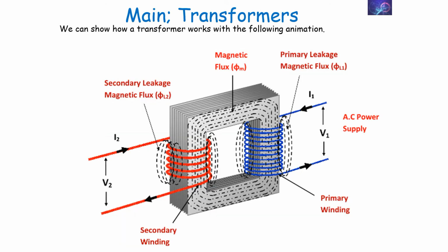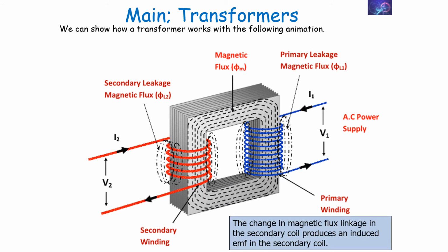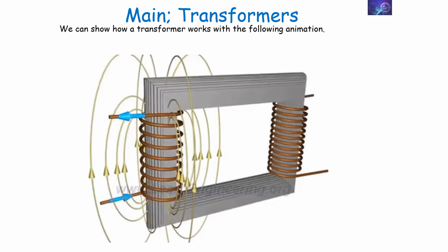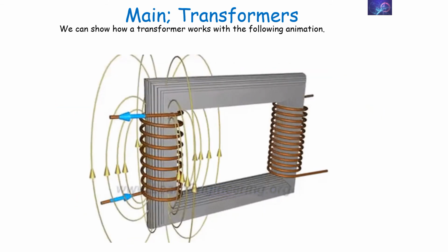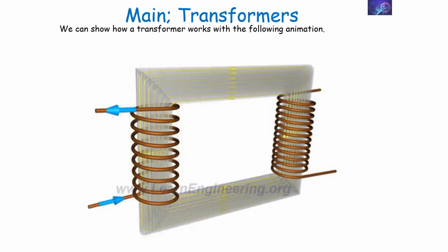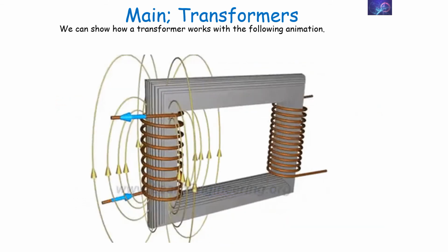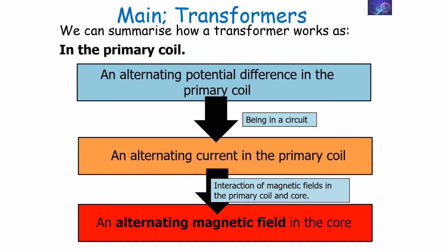So we can show how a transformer works with the following animation. The change in magnetic flux linkage in the secondary coil produces an induced EMF in the secondary coil, which can lead to an induced current in the secondary coil. So we can see in this particular animation here, you've got your alternating magnetic flux in your primary coil, which leads to your alternating magnetic flux in your core, which then will cut the secondary coil, which will then lead to an induced EMF in your secondary coil and an induced current in your secondary coil. So we can summarize how a transformer works as the following.